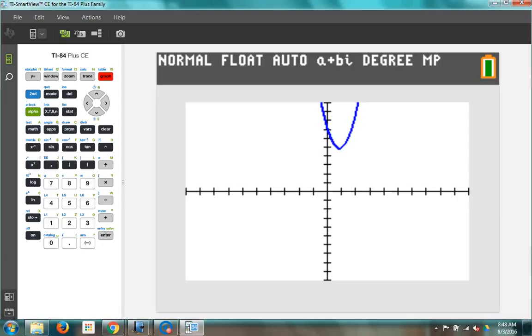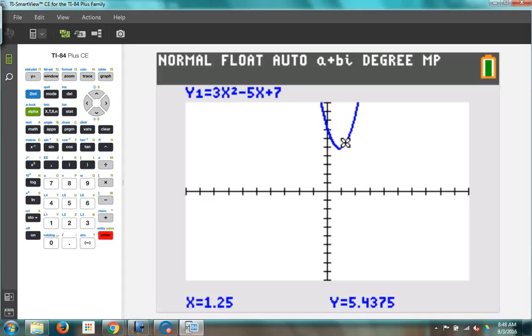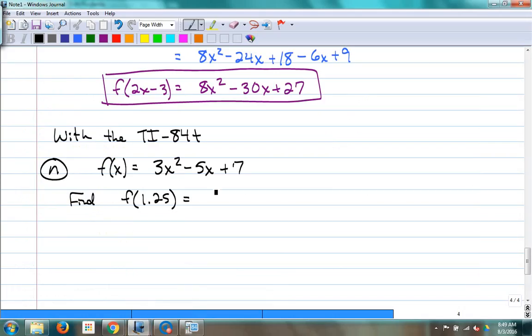But we don't need the graph. We need the number that happens when x is 1.25. And one of the ways that you can do that is with the trace button on your calculator. So you can hit trace and then type in 1.25. And down there at the bottom, it gives you the y value that goes with that in decimal form, which is absolutely fine because we started with a decimal. So 5.4375, and we'll just use all of them because it's not that long. That's one way to get it with the calculator.